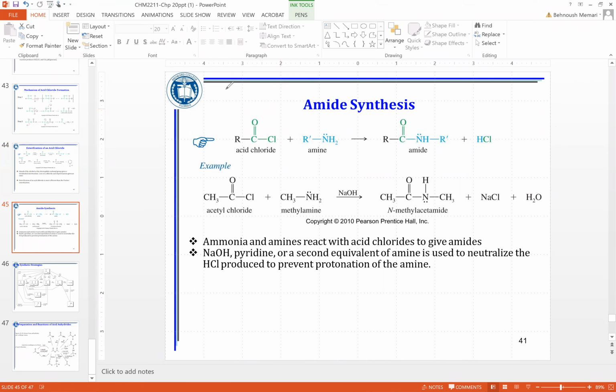We are going to look at the pattern, see if it works. A hydrogen from the nucleophile with the leaving group is going to give us a byproduct. And then the rest of the molecule would attach to the carbonyl. This is a primary amine plus acid chloride. The amide that is formed here is going to be a secondary amide.